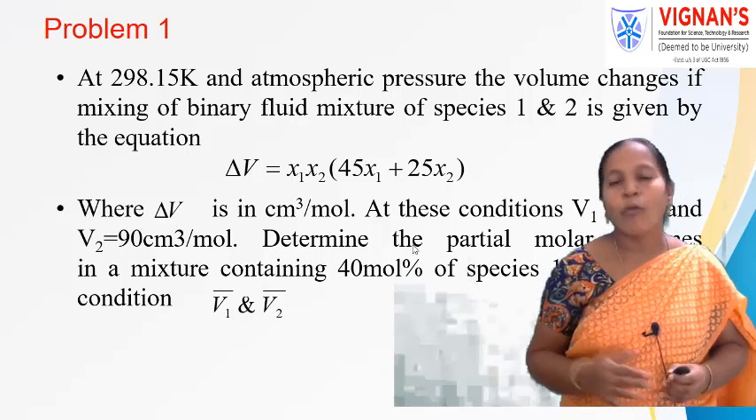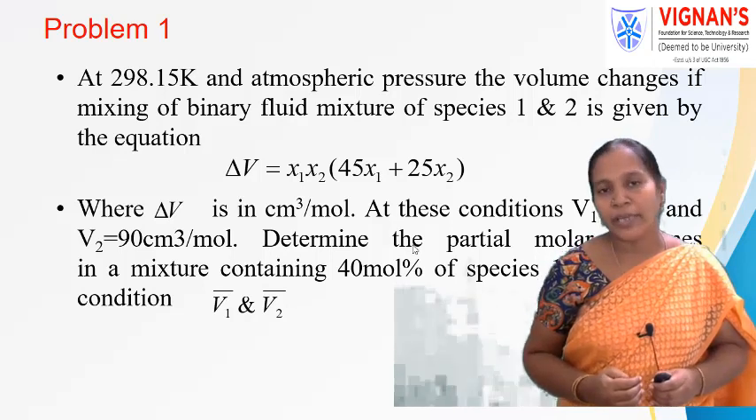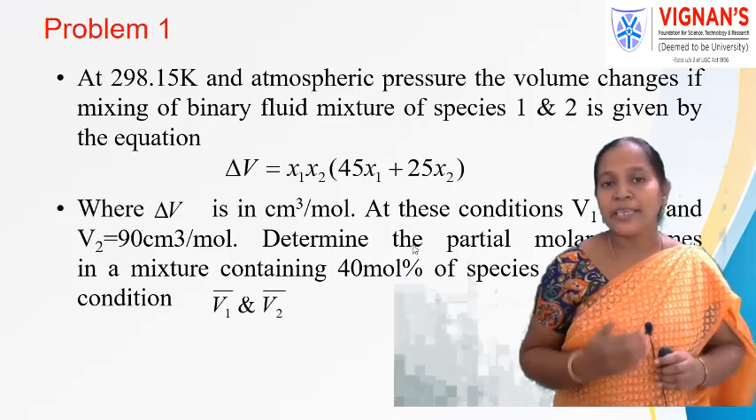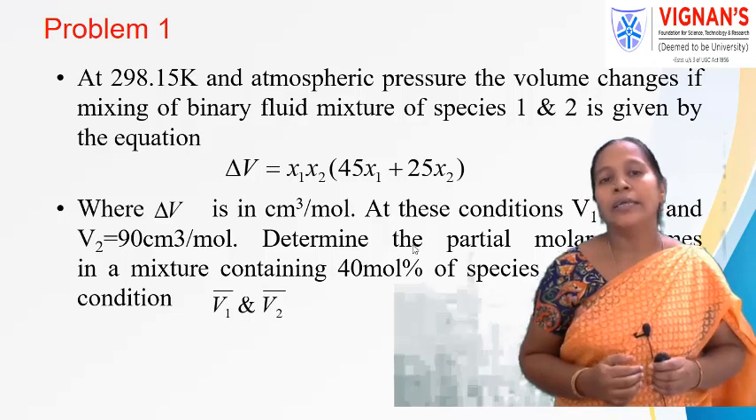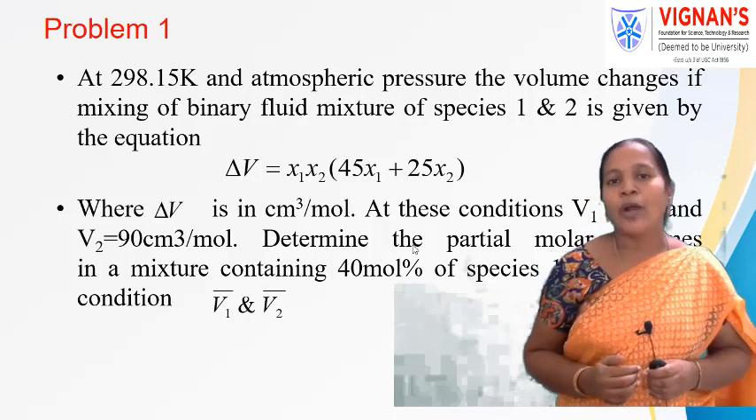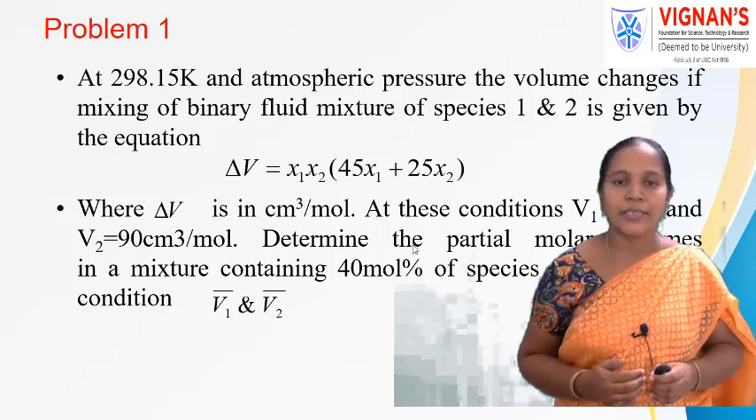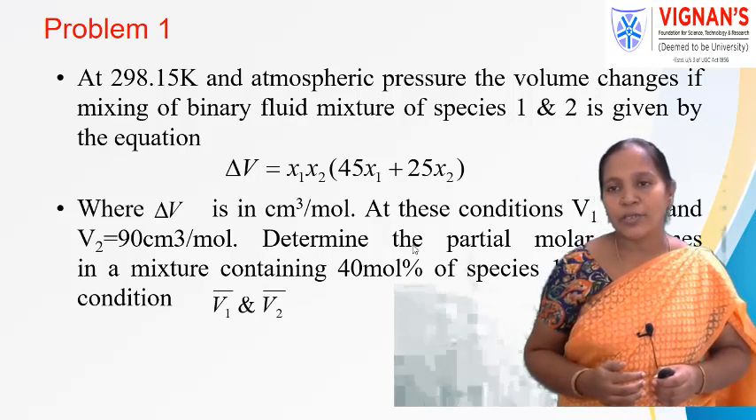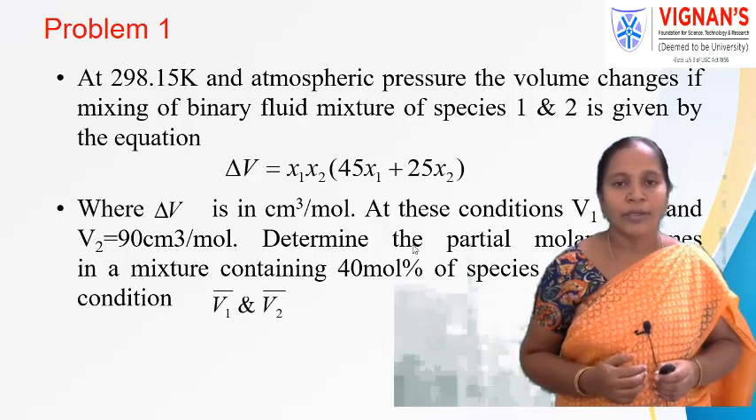Now we are discussing one problem in this unit. At 298.15 Kelvin and atmospheric pressure, the volume change of mixing of a binary fluid mixture of species 1 and 2 is given by the equation delta V = x1 x2 (45 x1 + 25 x2), where delta V is in cm³/mol. At these conditions, V1 = 110 and V2 = 90 cm³/mol.